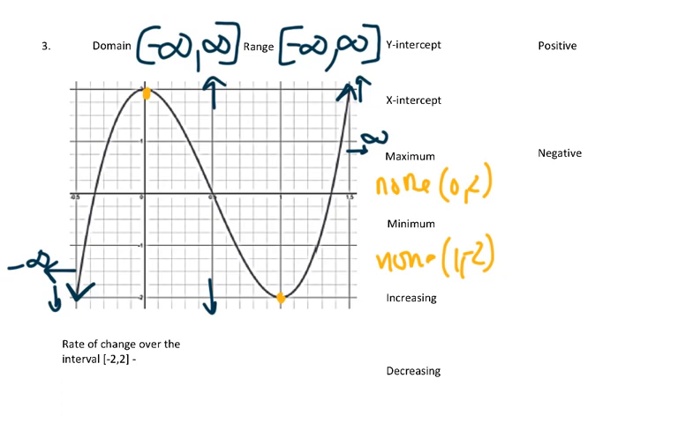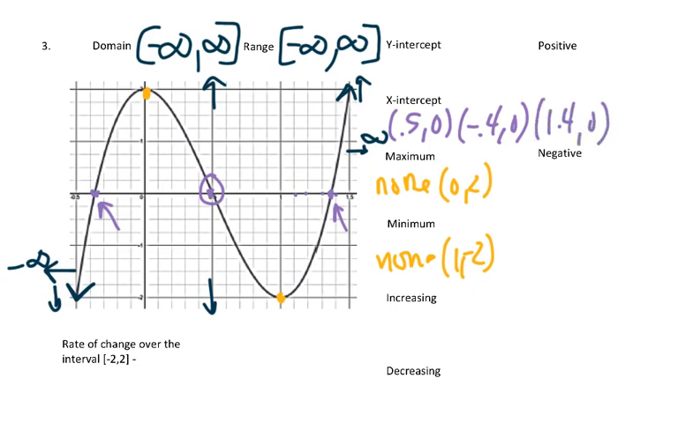Alright, x-intercepts, we can see there's 3 of them, right here, here, and here. So this is at 0.5, 0. This one would be about negative 0.4, 0. And then this one would be 1, 1.1, 1.2, 1.3, about 1.4. Yours are slightly different, that's alright for our x-intercepts. Okay.